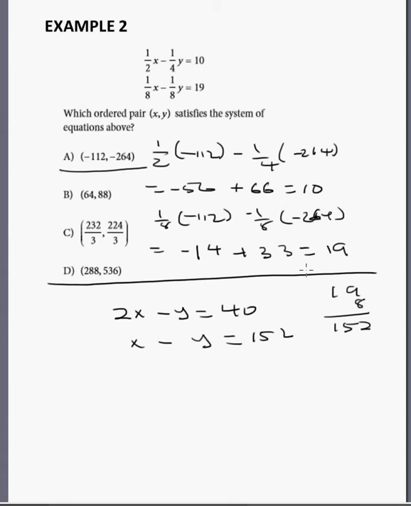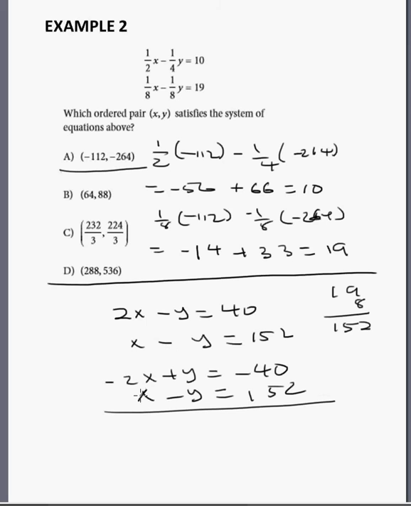Now how do I solve this? I can actually decide to multiply the first equation by negative 1. This is a choice so that I can actually eliminate this. See, I can eliminate the y. So if I multiply the first, then I get negative 2x plus y is equal to negative 40. And I have my x minus y is equal to 152. When I add the two together, I get negative x is equal to, I think I get 112, positive 112. So this is 152 minus 40.